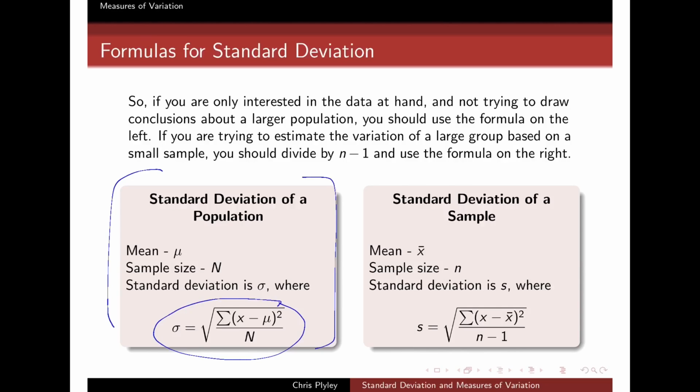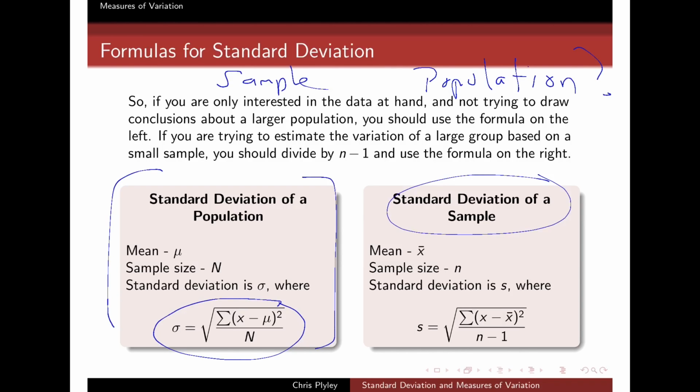However, if you intend to draw conclusions about some larger group, if what you have is a sample, and this is why it's so important, in Chapter 1 we learn how to distinguish between a sample and a population. The first question you ask yourself is, is this a sample, is this a population? And if you know you are dealing with a sample, then to get a better estimate of the population standard deviation, you have to use this formula. The only difference is that you divide by n minus 1 rather than n.